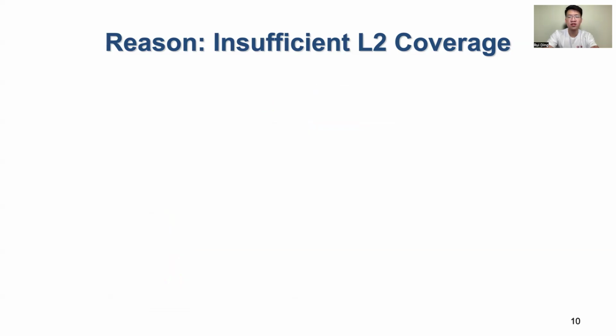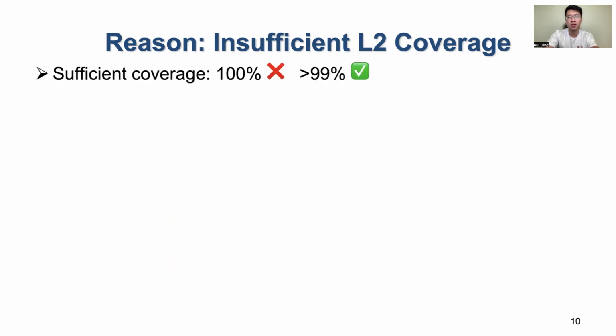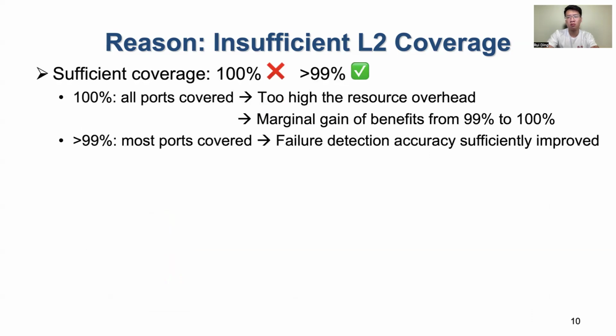Next, as per sufficient coverage, we find 99% is a satisfying threshold, and the strict requirement of 100% coverage is unnecessary. 100% means all ports are covered. It has 2 drawbacks. First, the resource overhead is overly high in complex data centers, as we will shortly see. Second, the benefit gained from 99 to 100% is only marginal.